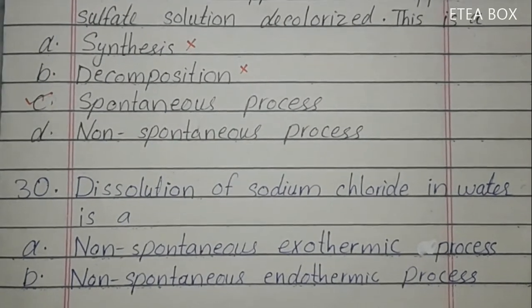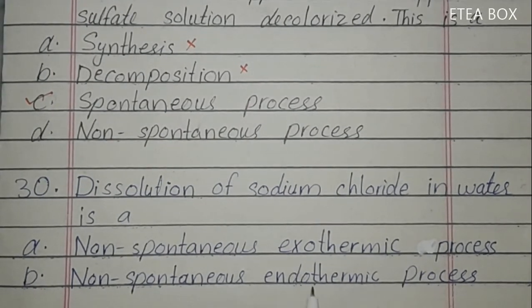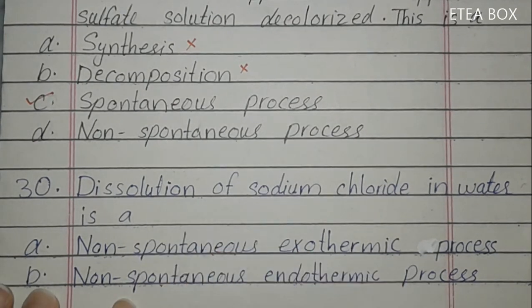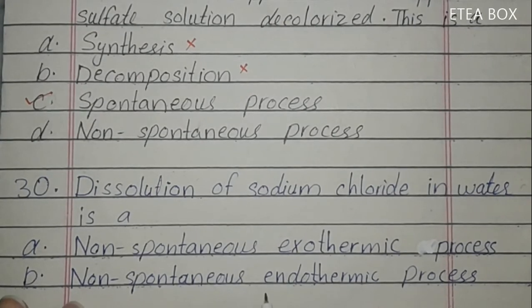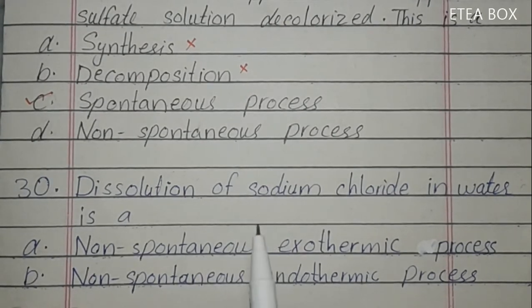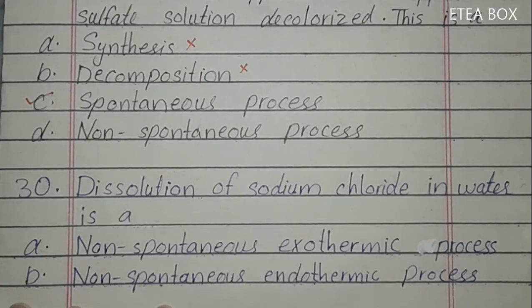Look at the next one. Dissolution of sodium chloride in water is a. Now we know that when we dissolve sodium chloride in water, it is a spontaneous process. When we put the salt in water, we don't have to provide any energy for its dissolution. So this is a spontaneous and endothermic process. It does not require a large amount of energy for its dissolution, only a very small amount. We don't have to give it heat energy. It occurs on its own, and it absorbs the heat from its environment.